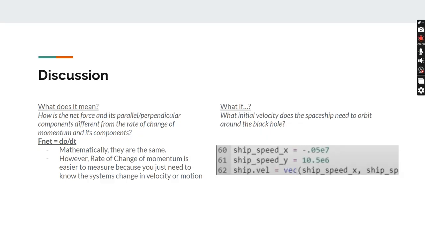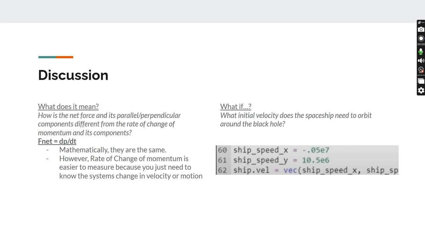Our discussion. First one, how is the net force and its parallel and perpendicular components different from the rate of change of momentum and its components? FNet equals dp dt, and so mathematically they are the same. However, rate of change of momentum is easier to measure because you just need to know the system's change in velocity or motion.